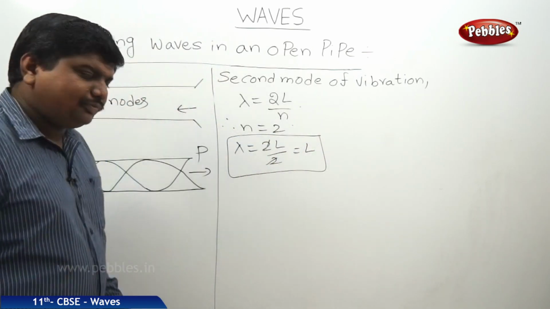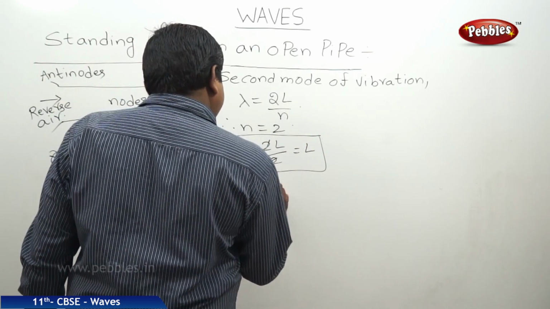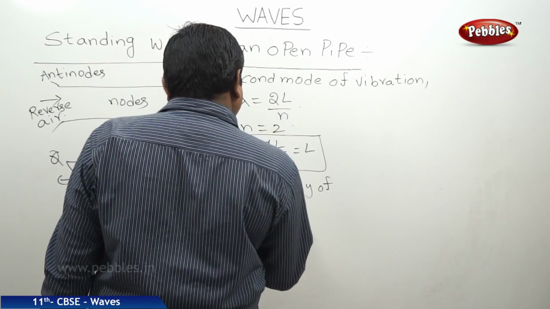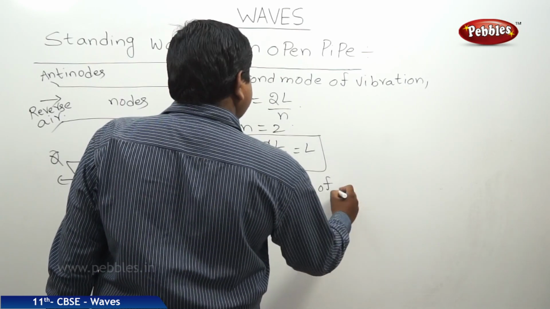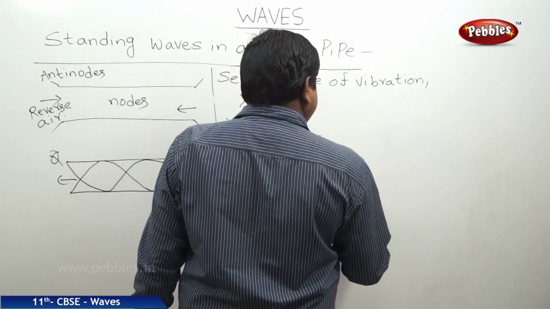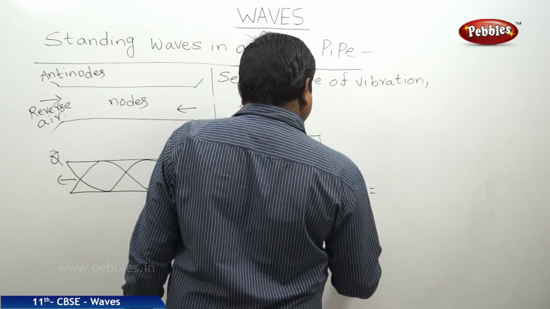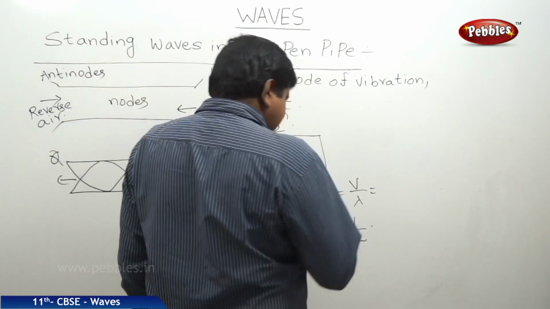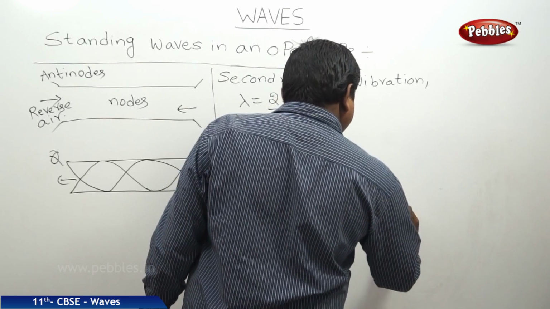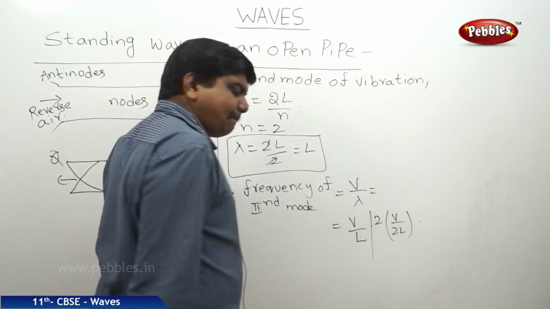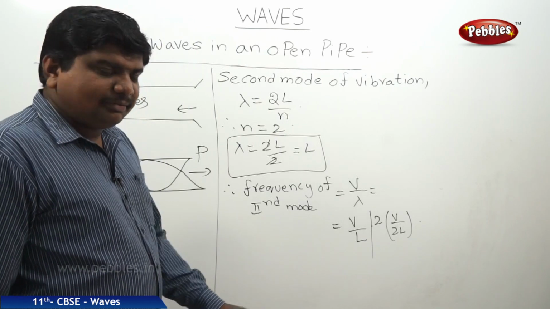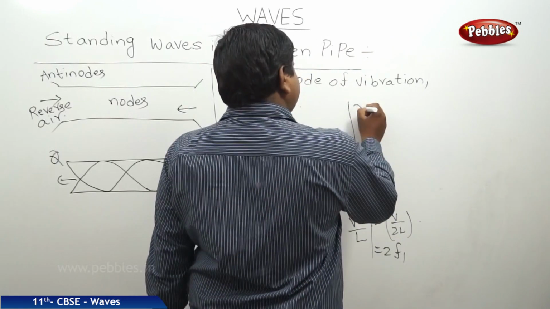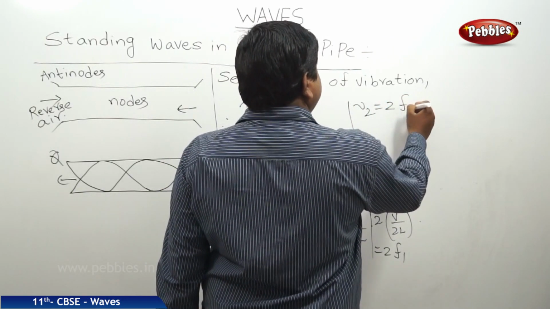2 gets cancelled. Therefore, the frequency of the second mode is equal to V by lambda. Therefore, it is V by L. So, we can say that this one is 2 into V by 2L. So, V by 2L is the fundamental frequency, it is F1. Therefore, nu2 we got is 2F1.